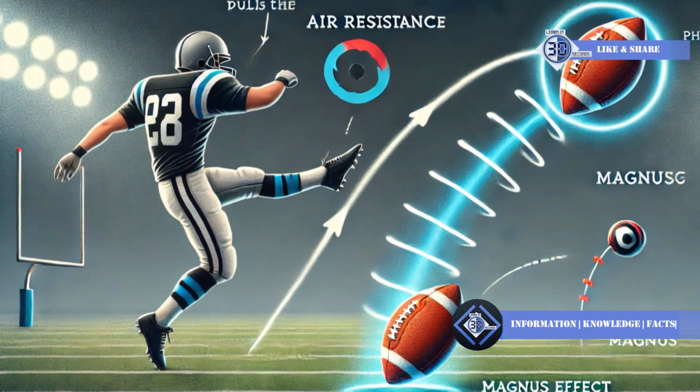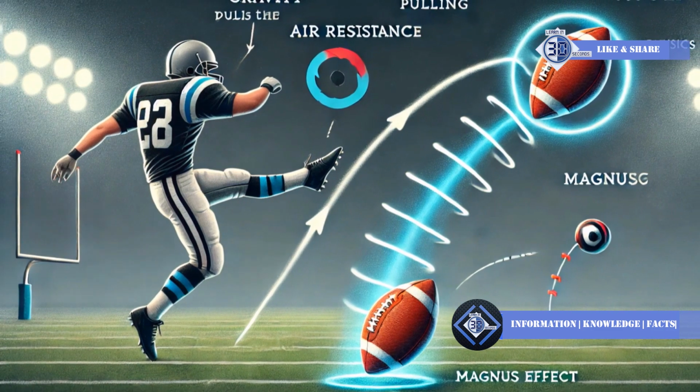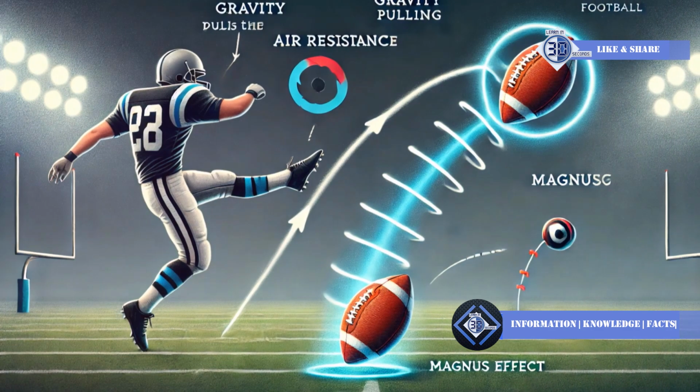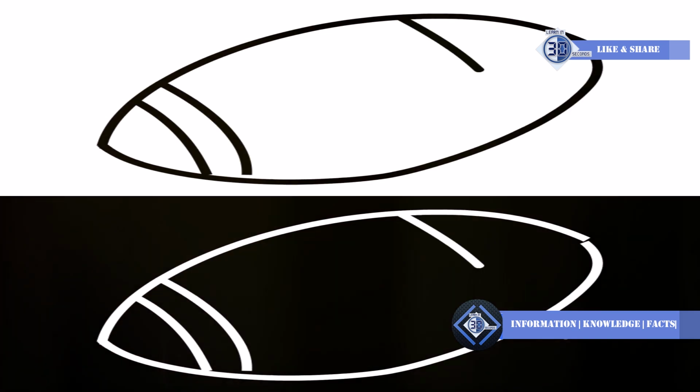According to Newton's first law of motion, the ball would just keep going straight forever if there were no other forces acting on it. This law states that an object in motion stays in motion unless acted upon by an external force. But of course there are.